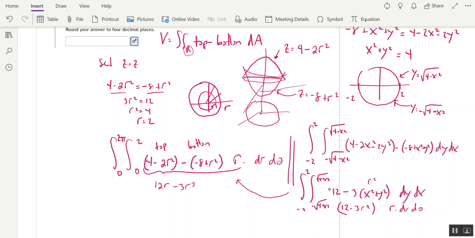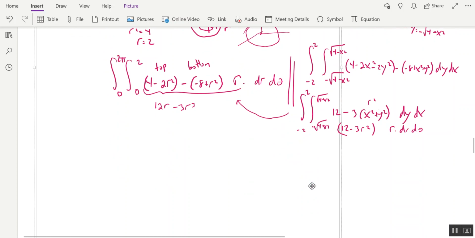Then you need to completely change these limits to the polar limits. So for a circle of radius 2, the polar limits are r goes 0 to 2, theta goes from 0 to 2 pi. So it's actually an easier setup in polar. All right, last one.